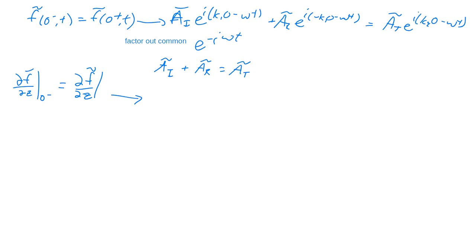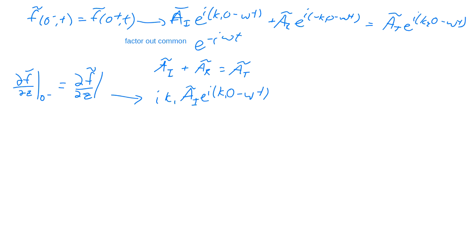So here's the second part, right? What does this tell us here? Well, if we were to take the derivative of this function with respect to z, leaving this as a z before we plug it in, we get down a factor of i times k1. And then we're going to evaluate it, after we take the derivative, at z equals 0. So this becomes k1 times 0 minus omega t.